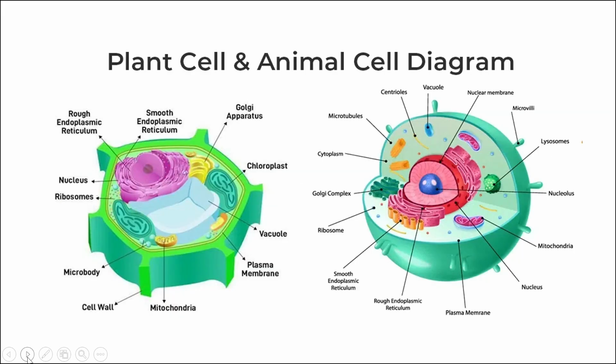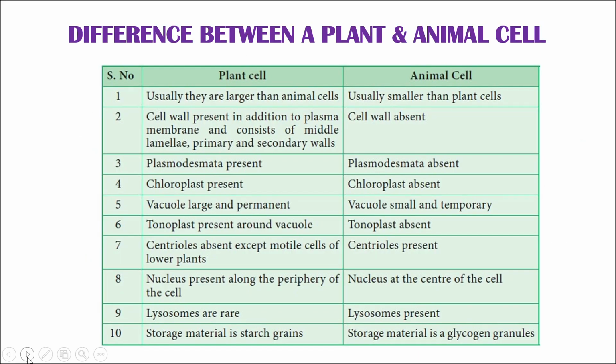This slide shows the comparison of a plant cell and an animal cell. There is not a major difference. The chloroplast is present in the plant cell, which is absent in the animal cell. This slide shows the difference between a plant cell and animal cell. Plant cells are usually larger than animal cells, which are smaller. The cell wall is present in addition to the plasma membrane and consists of middle lamella, primary and secondary wall. The cell wall is absent in the animal cell. Plasmodesmata, chloroplast and tonoplast are present in the plant cell, which are all absent in the animal cell.